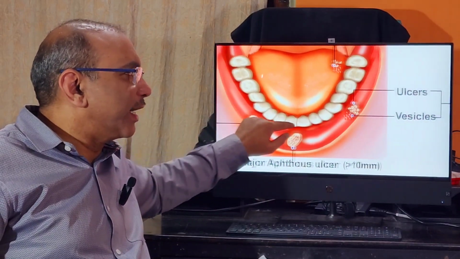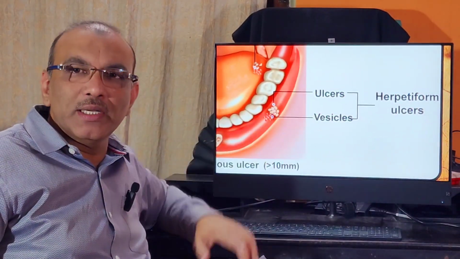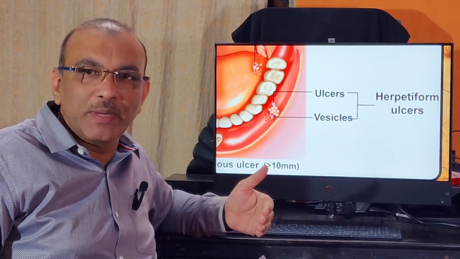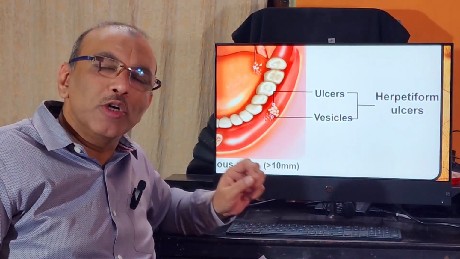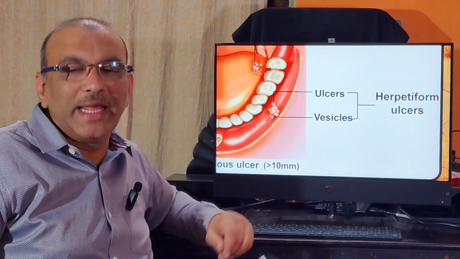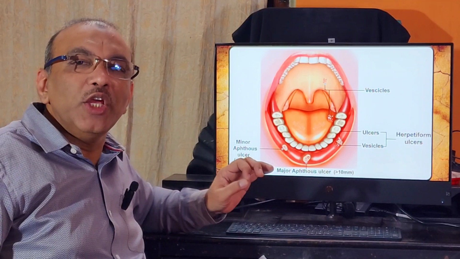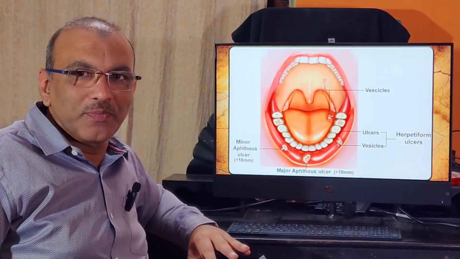Coming to the third variety, herpetiform ulceration, which results from a specific virus called herpes simplex virus. You have multiple small ulcers, more than 10. So these are the three common types of mouth ulcers.